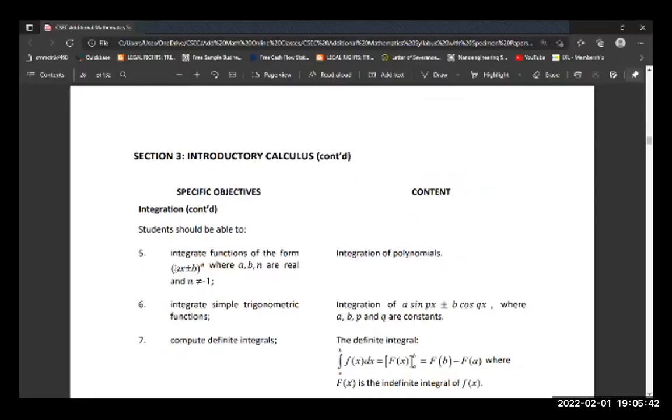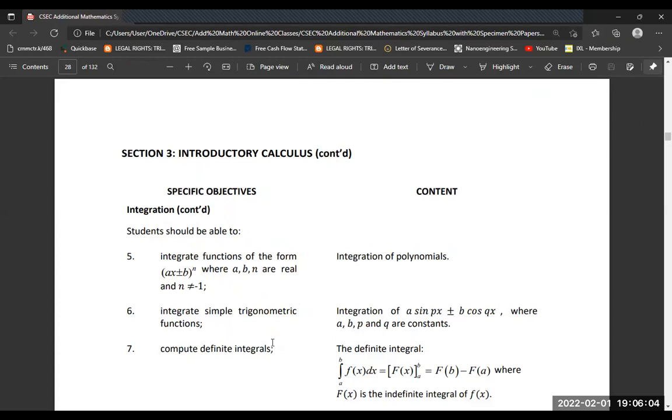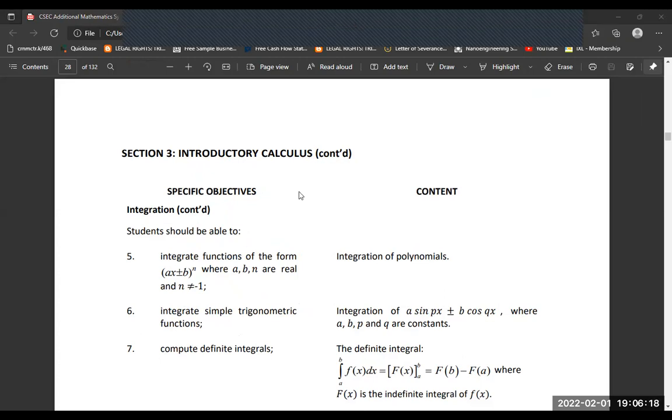Integrate functions of the form (ax plus or minus b) to the power of n, where a, b, n are real and n is not equal to minus 1. I'll tell you why just now, why n cannot be equal to minus 1. Integration of polynomials. We'll do that just now. Integrate simple trigonometric functions. Compute definite integrals. Oh, wait. My aim is to finish indefinite integrals today. Definite integrals will be next class, and hopefully application of integration. Okay, so let's start now that you know the syllabus objective.